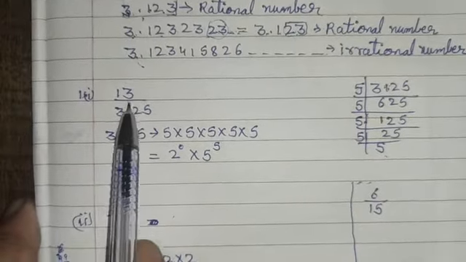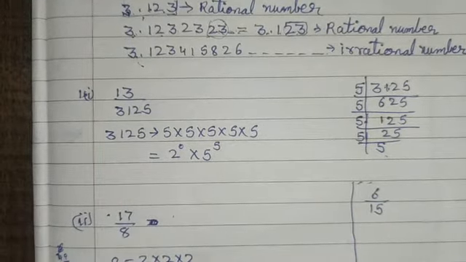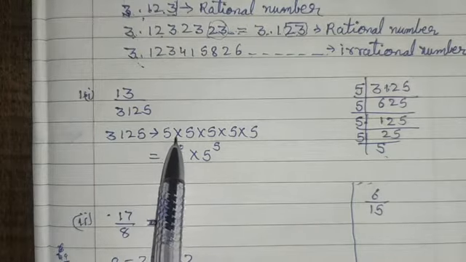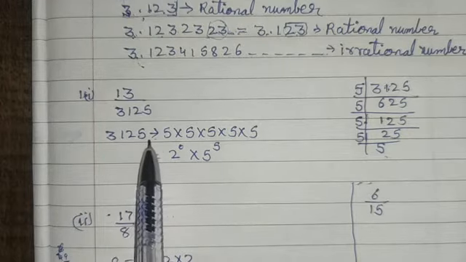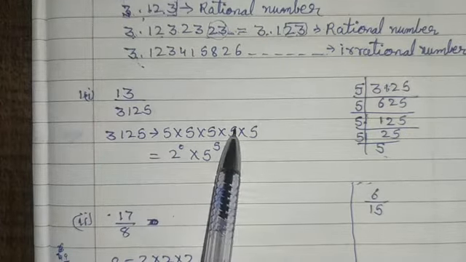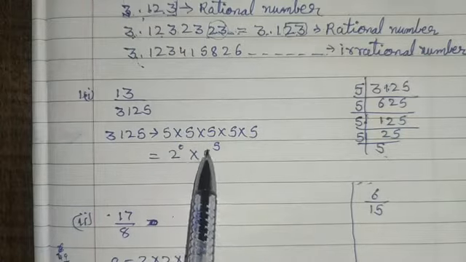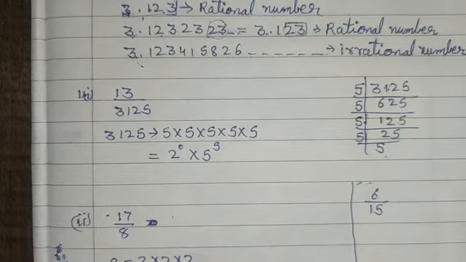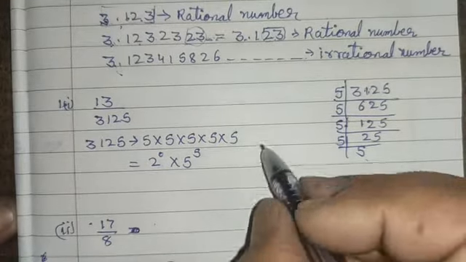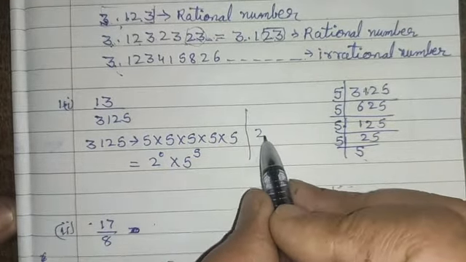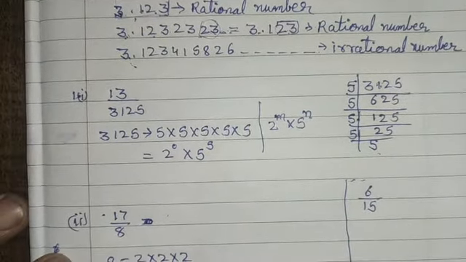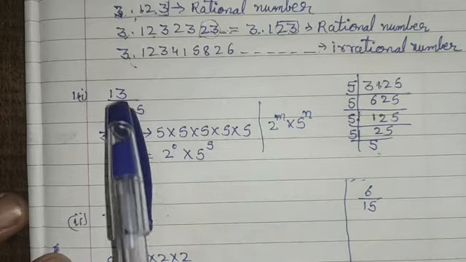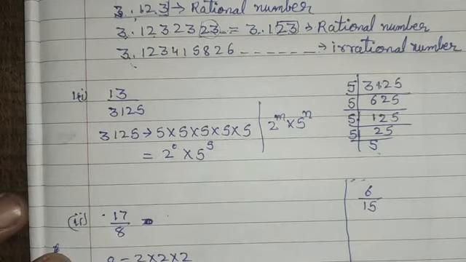Now the first one is 13 upon 3125. So what will we do? We will find the prime factors of the denominator. Here the denominator is 3125 and the prime factors of 3125 are 5 into 5 into 5 into 5 into 5. That means it is equal to 5 raised to power 5. Now if the prime factors of the denominator are in the form of 2 raised to power m into 5 raised to power n, then that number has a terminating decimal expansion.